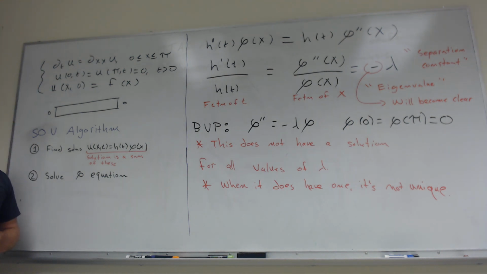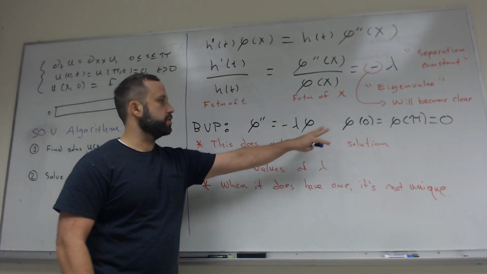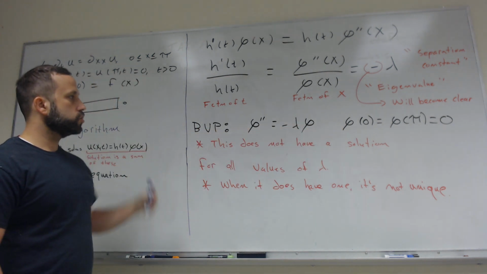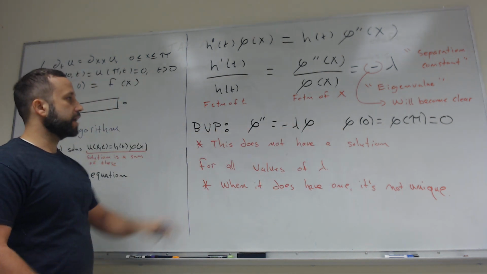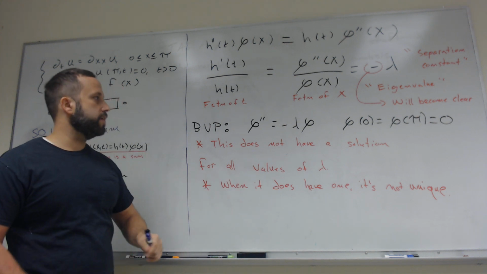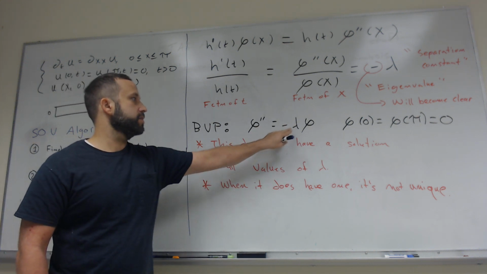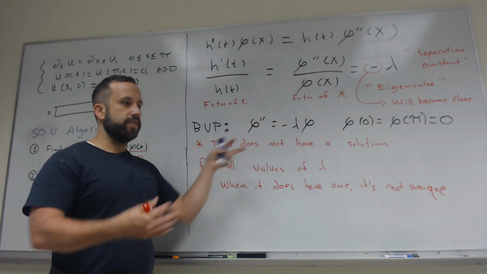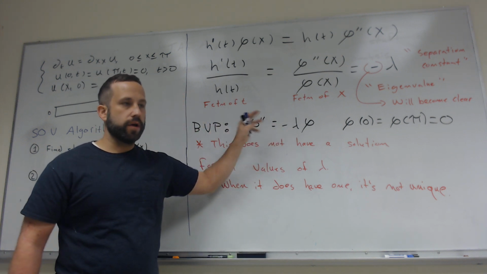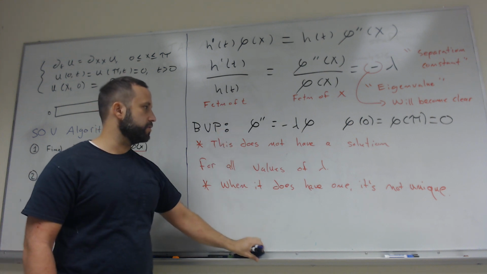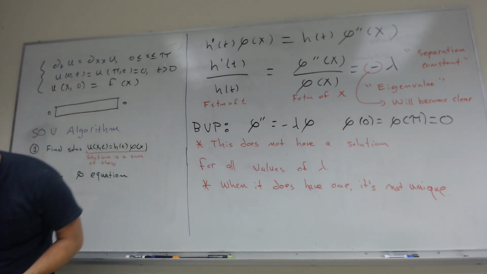Okay, so what I'm going to do next, I'm going to solve this boundary value problem. Solving the boundary value problem means actually finding the functions phi that satisfy this equation and also finding the lambdas that satisfy this equation, and the phis that go along, for every lambda we're going to get different solutions. So that's what I mean by solving this boundary value problem.